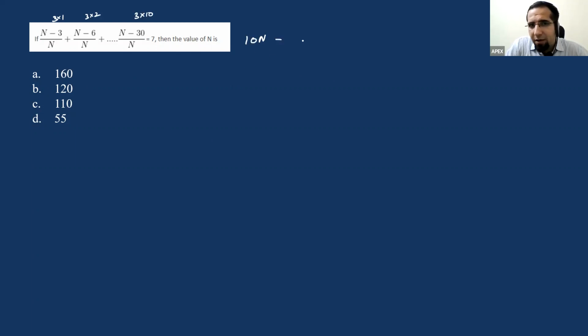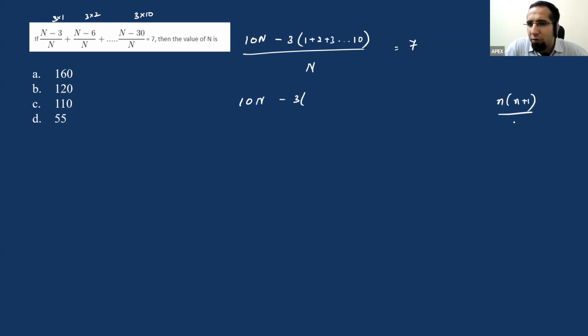10 terms will give me 10n. Minus, I can take 3 common. I will get 1 plus 2 plus 3, so on till 10, divided by n is equal to 7. Or in short, you have 10n minus 3 into the sum of the first 10 natural numbers. The sum of the first n natural numbers is always n into n plus 1 by 2, which is going to be 10 into 11 by 2, which is 55, is equal to 7n. Or we have 3n is equal to 3 into 55. 3 gets cancelled, and the value of n is equal to 55.